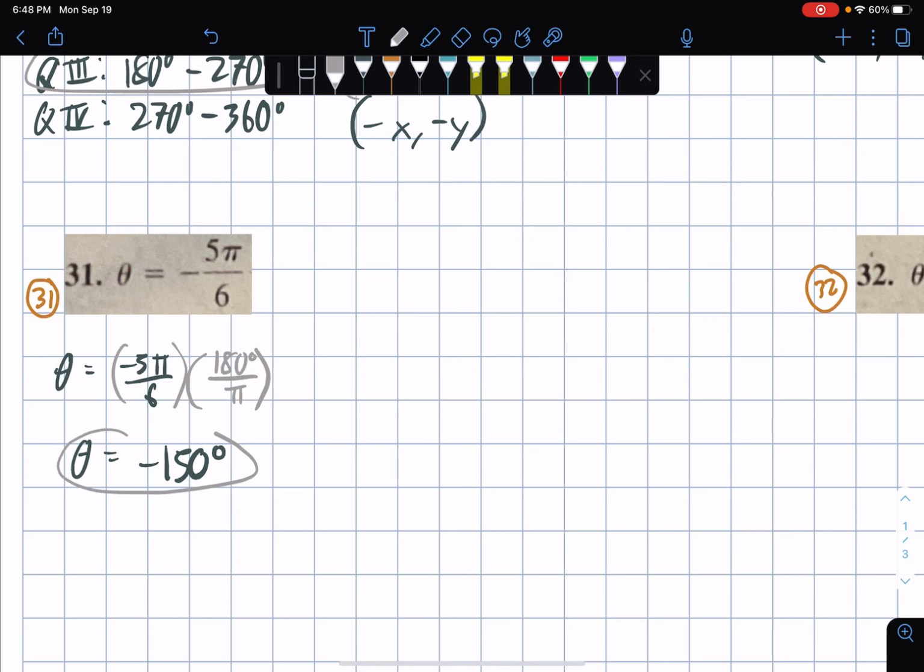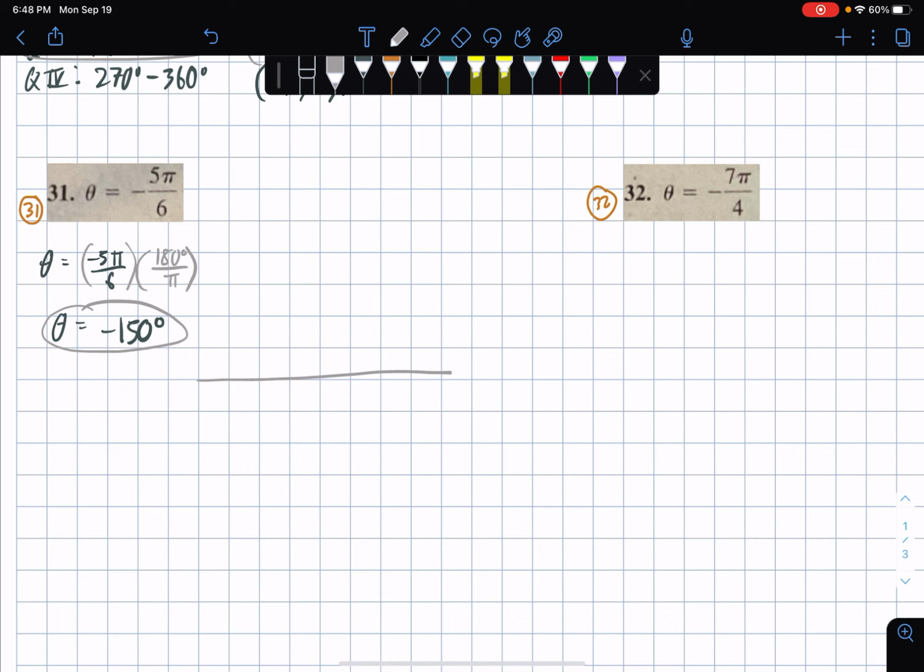So with the negative value for theta in degrees, let's make an illustration here. 150 degrees, we end up somewhere here, and we get a spare of 30 degrees there to make a full 180 degrees. So this is 150 degrees positive, but this one is negative. So basically, we look for the inverse.